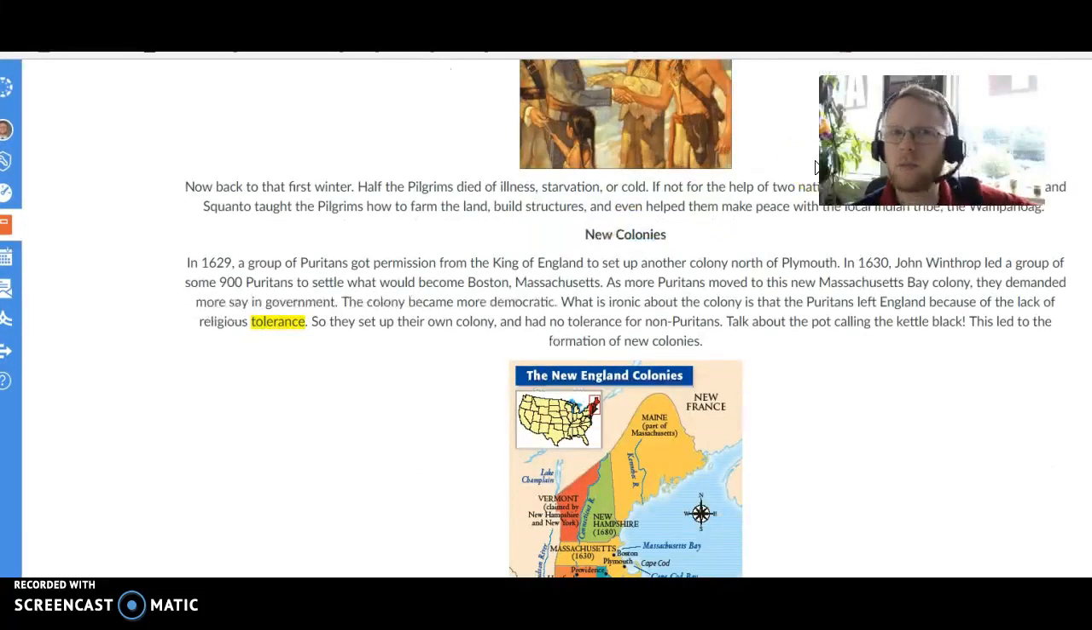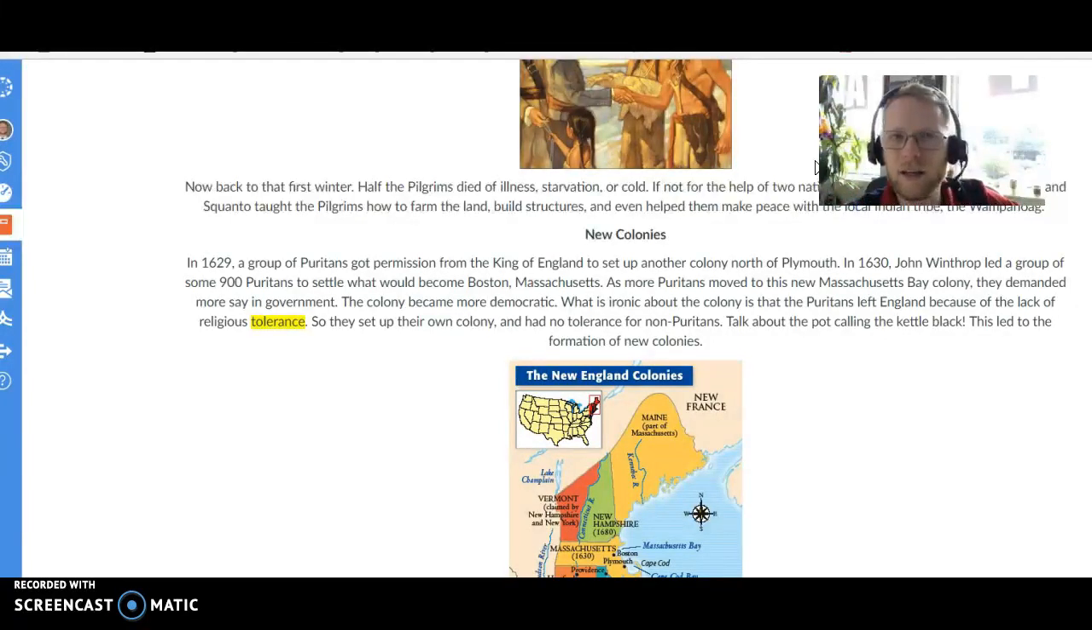All right, let's talk about some other new colonies. So that's the Pilgrims that landed at Plymouth Rock. In 1629, a group of Puritans, which are different from the Separatists, the Pilgrims, wanted to purify the Anglican Church. They got permission from the King of England to set up their own colony north of Plymouth, there in Massachusetts.